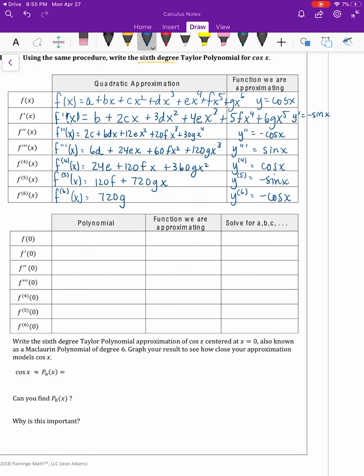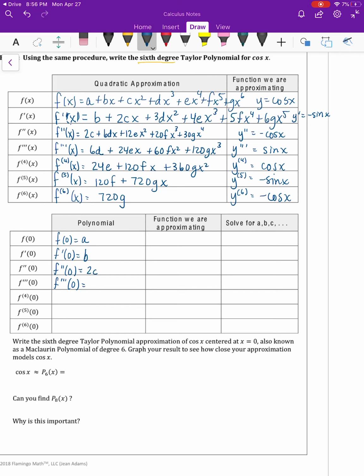And so now we've got all that figured out. Now we're going to do it at the center, which is at x equals 0. So our f of 0, remember we're putting in 0 for x, so everything goes away except for a. For f prime of 0, everything with an x goes away. I'm going to be left with b. Our f double prime, everything goes away except for 2c.